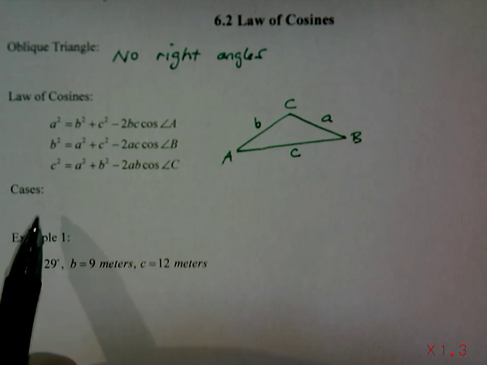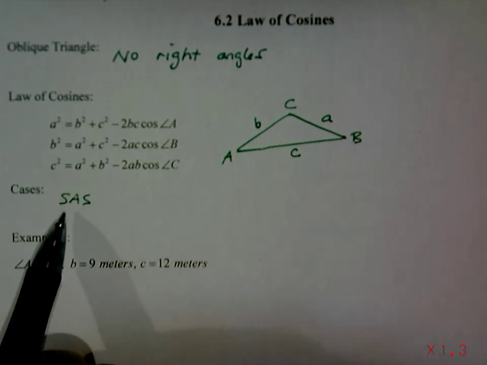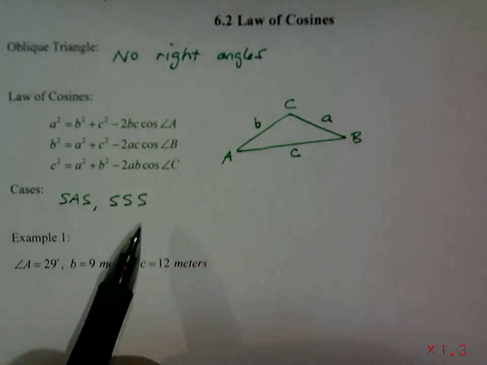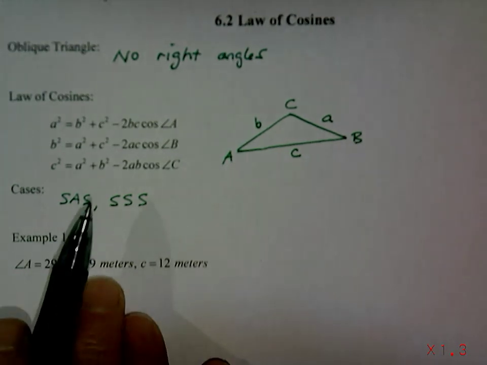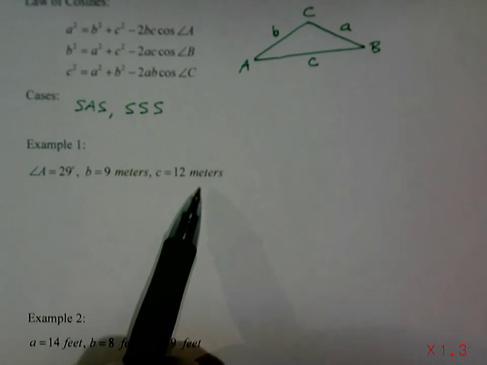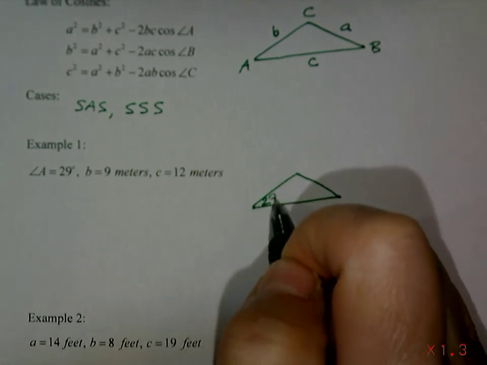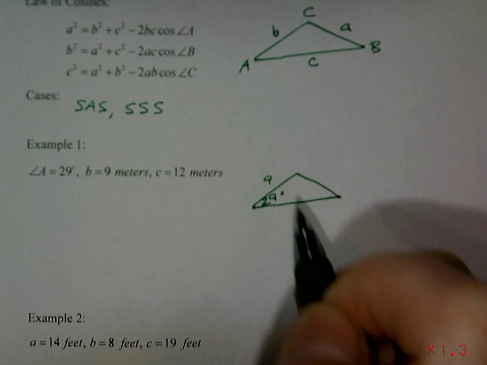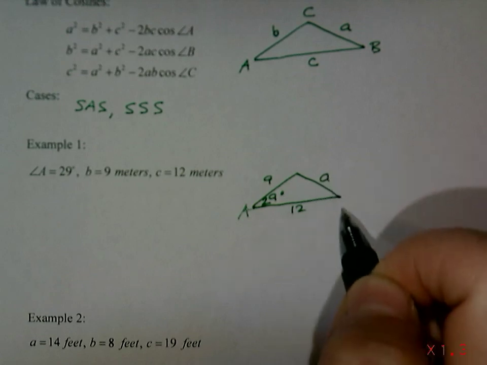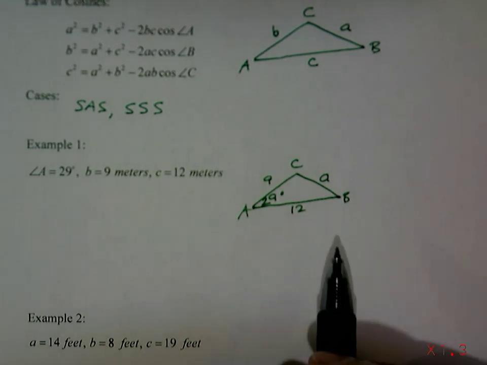The cases for the law of cosines are going to be side, angle, side, where you have two sides given and the angle that's between them, or you know all three sides, side, side, side. The first example I have, I know angle A, side B, and side C. If I go ahead and draw this and label everything, angle A is 29 degrees, side B is 9 meters, and side C is 12 meters. So I don't know side A, angle B, or angle C.